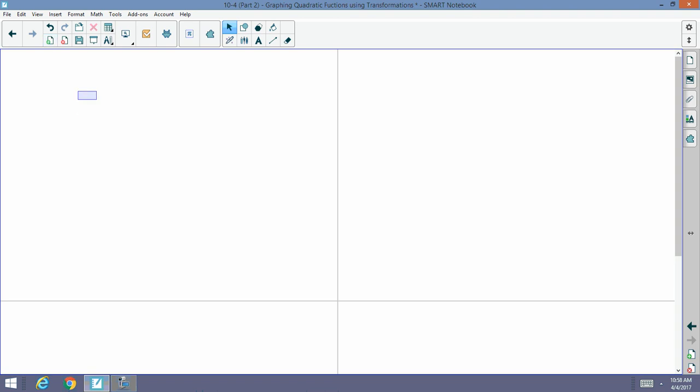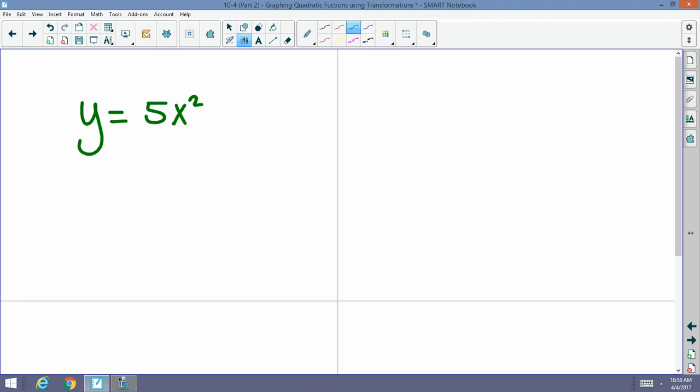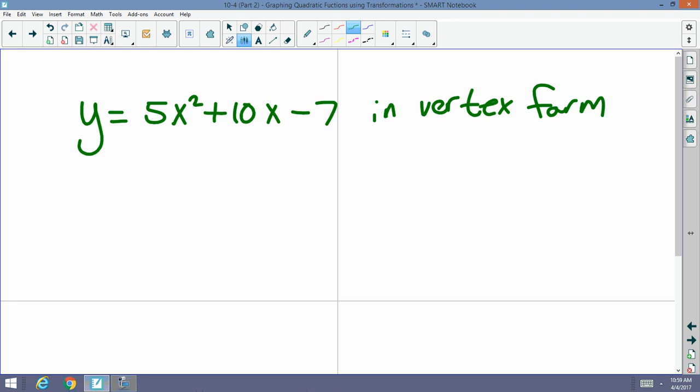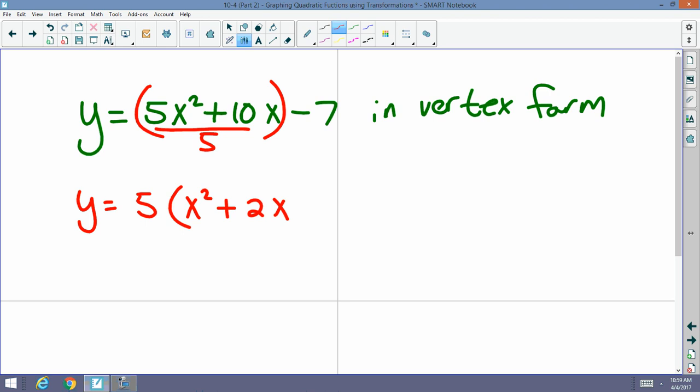Let's go ahead and write y equals, let's say, 5x squared plus 10x minus 7. I want to write that in vertex form. Okay, here we go. First things first, separate these two and factor out the a from the first two terms, the x terms only. So I have 5 times (x squared plus 2x) minus 7 minus the a that I factored out, which is 5.